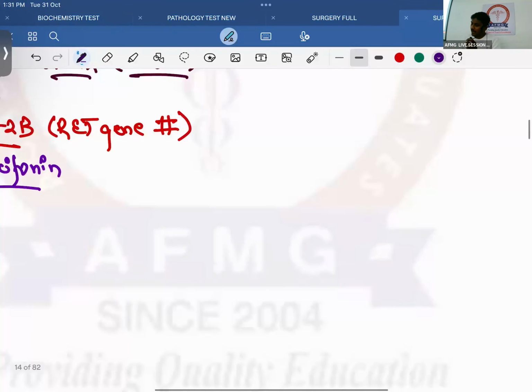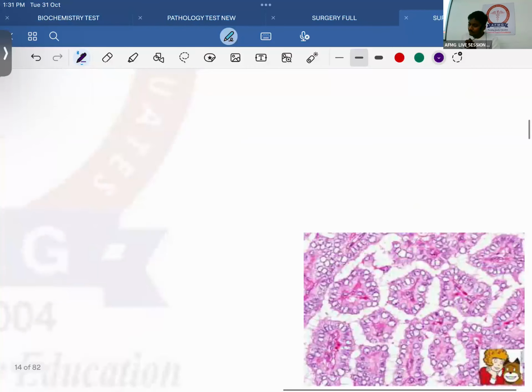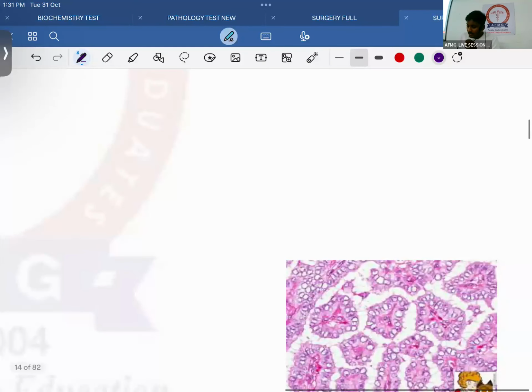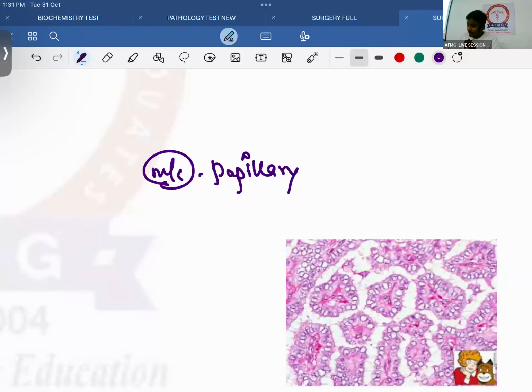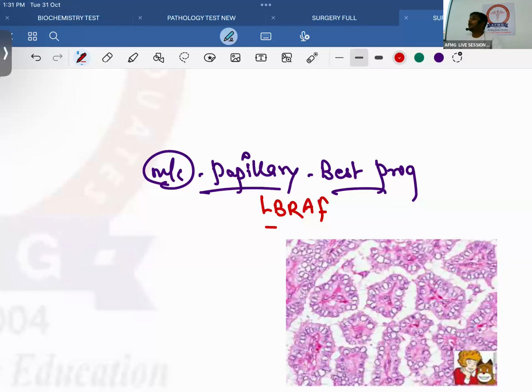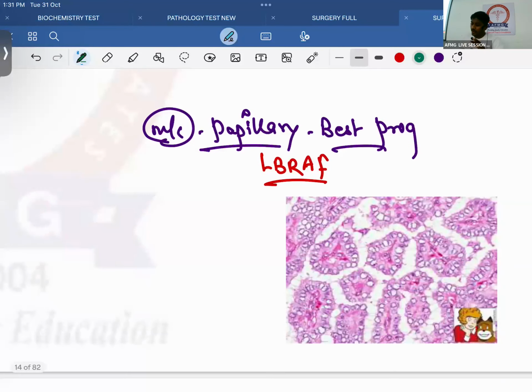What is the most common thyroid cancer, beta? The most common thyroid cancer is papillary thyroid cancer, beta. Papillary thyroid cancer will also have the best prognosis. Which gene mutation? BRAF gene mutation, beta. Please remember, important is papillary thyroid cancer or follicular thyroid cancer.